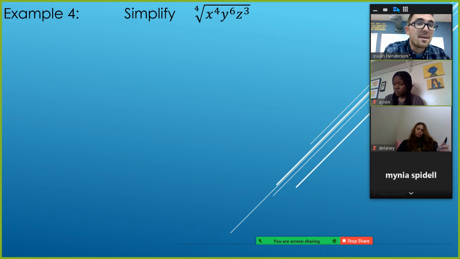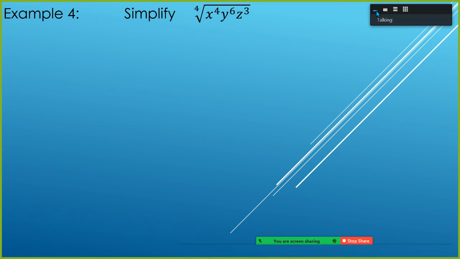Now I threw in one with more going on. Okay, we're gonna try this one out. Notice that the root's different this time. So let me read this out. This is the fourth root of x to the fourth, y to the sixth, z to the third. Okay, we're not breaking down a number this time because there's no whole numbers in here. It's just x's, y's, and z's.